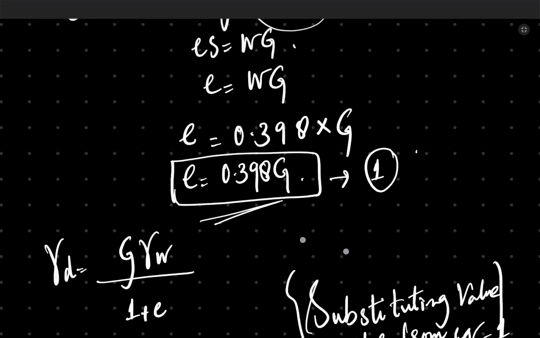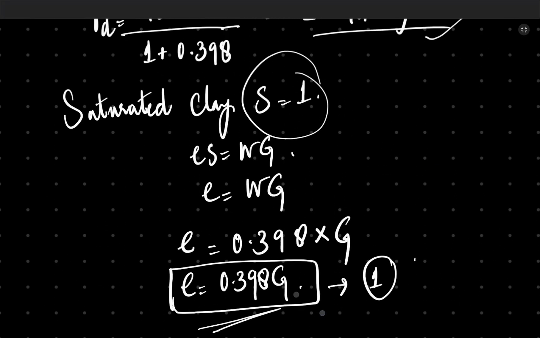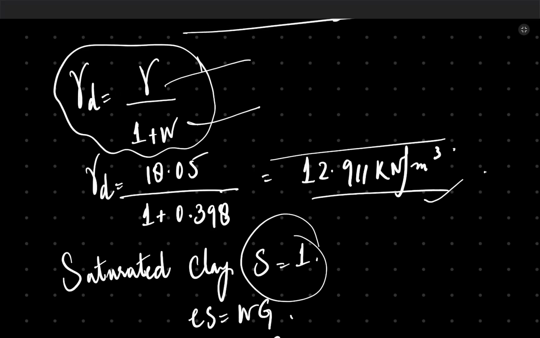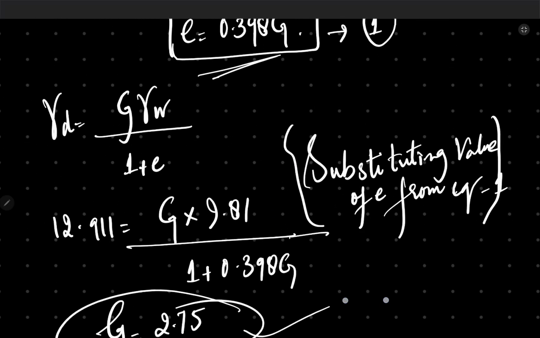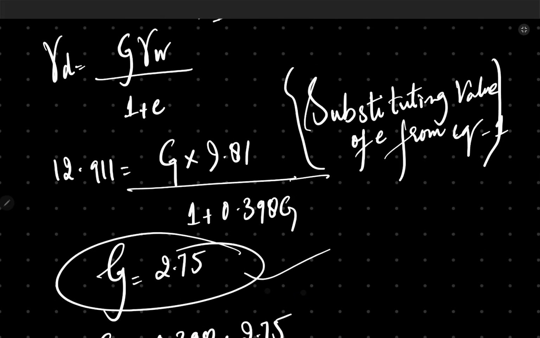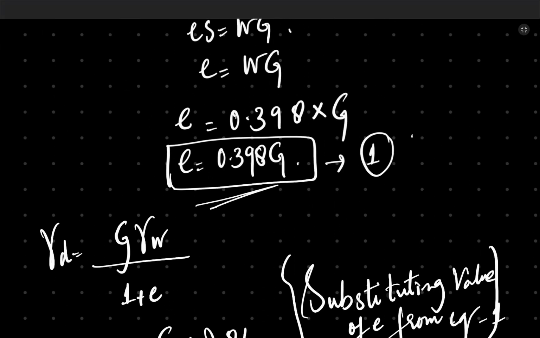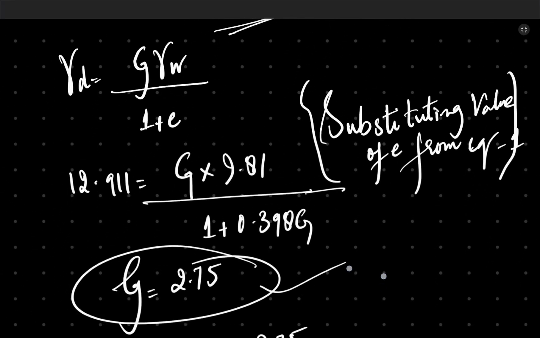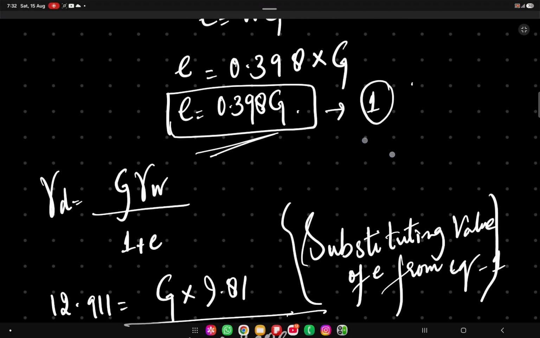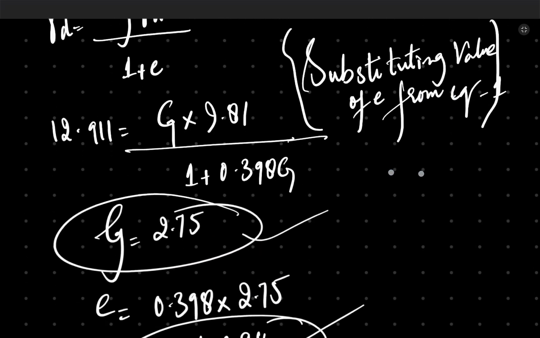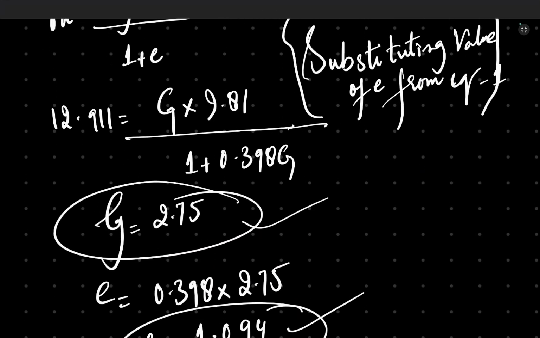Then I used the alternate equation for finding dry unit weight, because I had already calculated the dry unit weight using the earlier equation. Then I used the alternate equation and found the specific gravity, because I substituted the value of void ratio from equation 1. Then I calculated the void ratio from equation 1 itself. Alright, so this is how we have calculated this question. Now moving on to the next one.